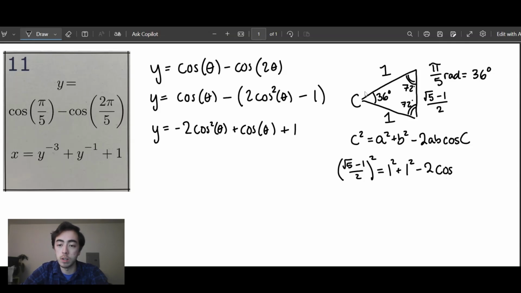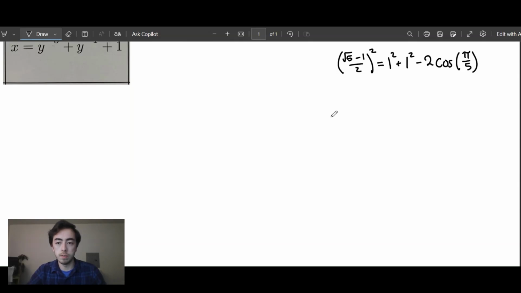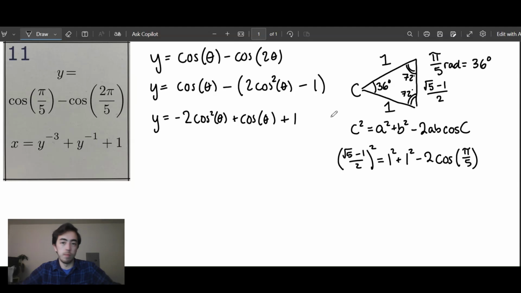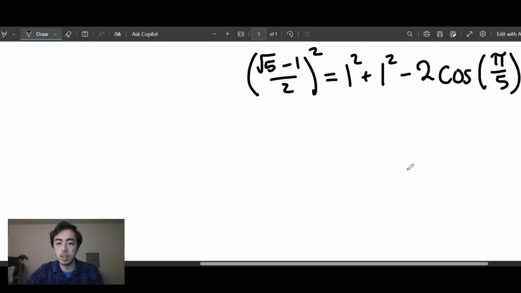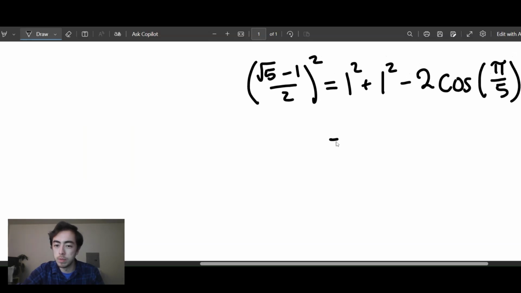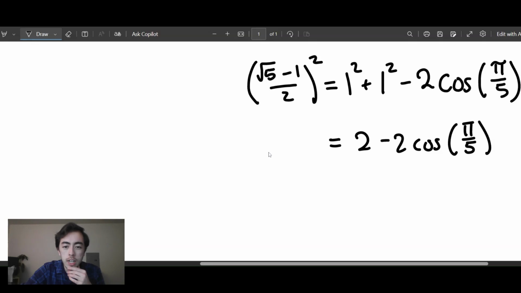And angle C right here is the 36 degrees. I'm just going to call it pi over 5 because that matches today's problem. And so if I just reorganize all of that equation to isolate cosine of pi over 5, now I know the value of cosine of pi over 5. So let's see. The right side seems easier to simplify because this is just 2 minus 2 cosine of pi over 5.